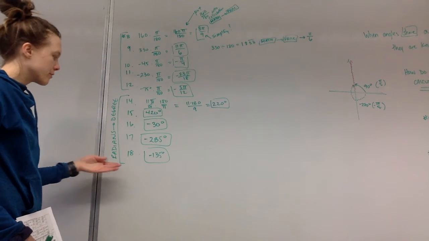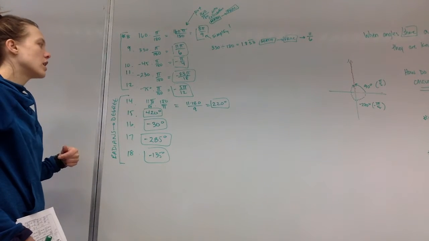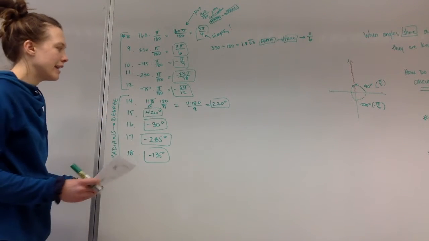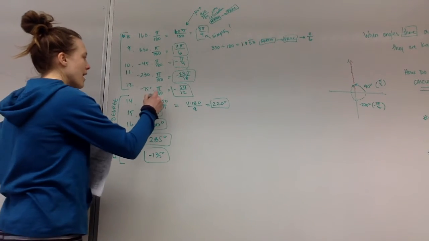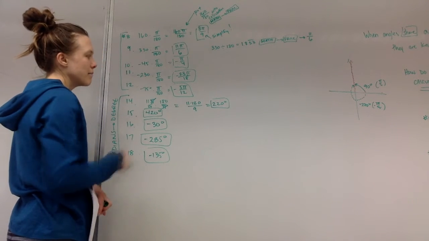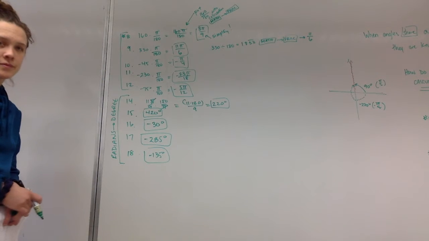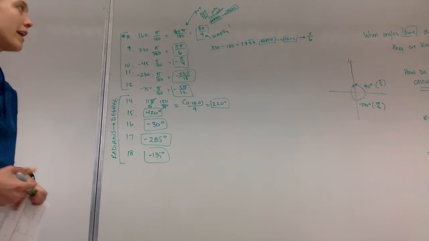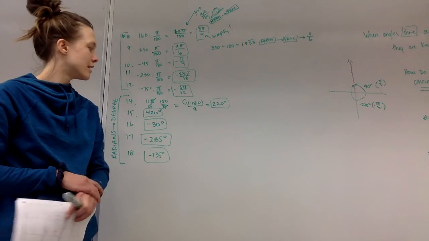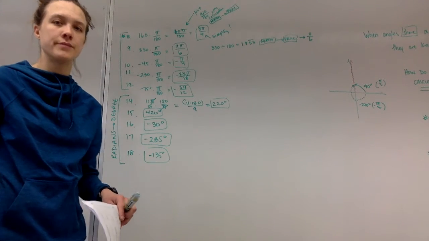So then 14 through 18 are our radians converting to degrees. So for number 14, I have 11 pi over 9 times 180 over pi. So my pi's cancel, and I'm left with 11 times 180 divided by 9, and that gives me 220 degrees. If there are any questions about any of these answers, please feel free to reach out. You can pause and write these in and correct your sheets.